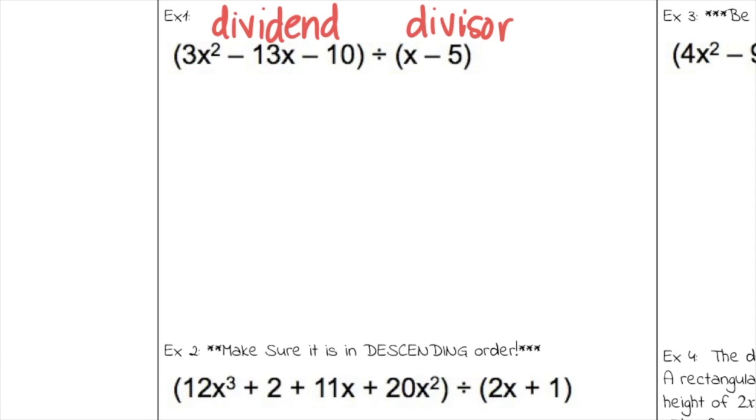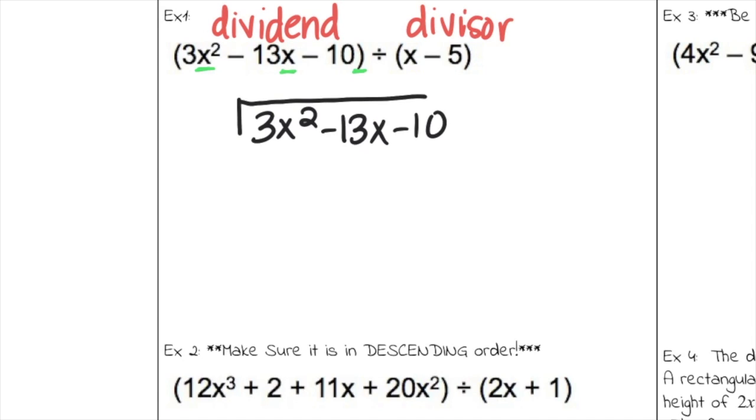So when I set this up, I like to set it up just like you would a long division problem, okay? Now, the first thing I'm going to do is check my pieces, and I'm going to make sure that they're going in descending order. So I have x squared, x, and then no x. So that is going in descending order, and I do not need any placeholders. So this is going to go inside for long division.